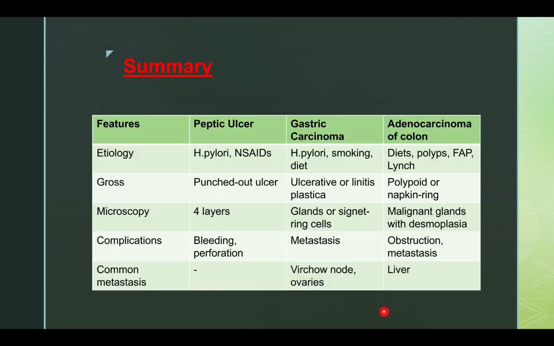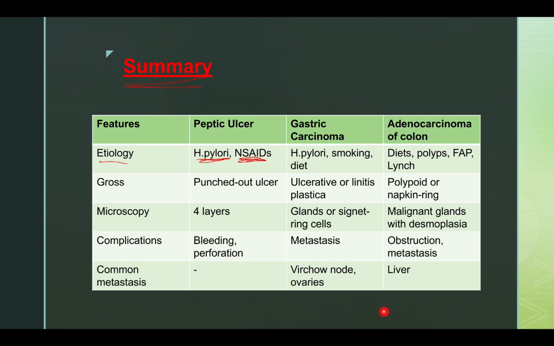Summary of today's video. Features: etiology of peptic ulcer is Helicobacter pylori mainly and NSAIDs. It is the most common cause. In gastric carcinoma, it can be due to Helicobacter pylori mostly and smoking and the diet habits. Adenocarcinoma of colon is caused due to diets, polyps, and FAP and Lynch syndrome.